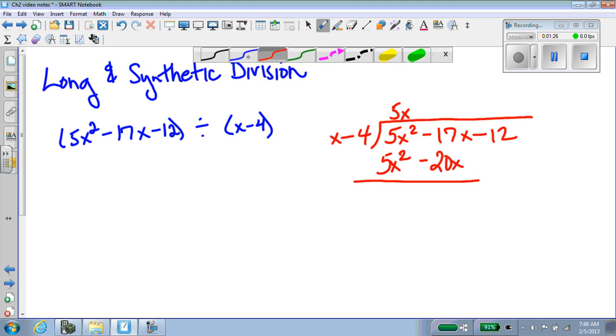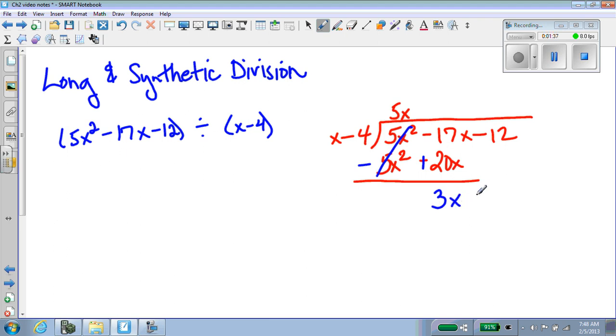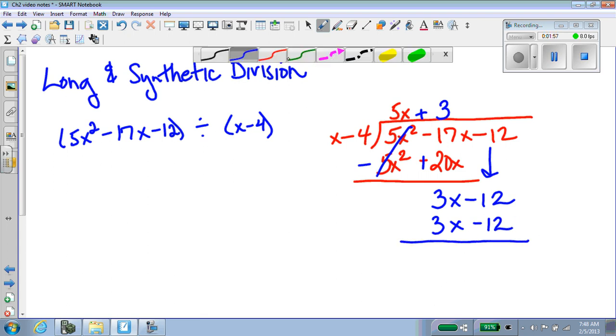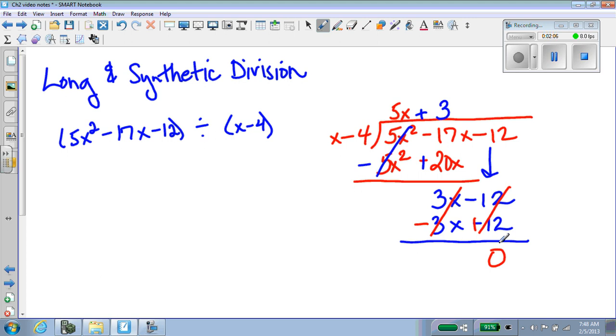To subtract, remember the negative distributes across the entire polynomial. So our first term should cancel out. Now we have 3x and we bring down minus 12 and we start again. What do I have to multiply x by to get 3x? I need to multiply it by 3. Each of those two terms then gets multiplied by 3, so 3x minus 12. Draw a line, and I'm going to subtract, so that will become a negative 3x, and that will become a positive 12. These guys cancel, so we have no remainder, which is lovely.